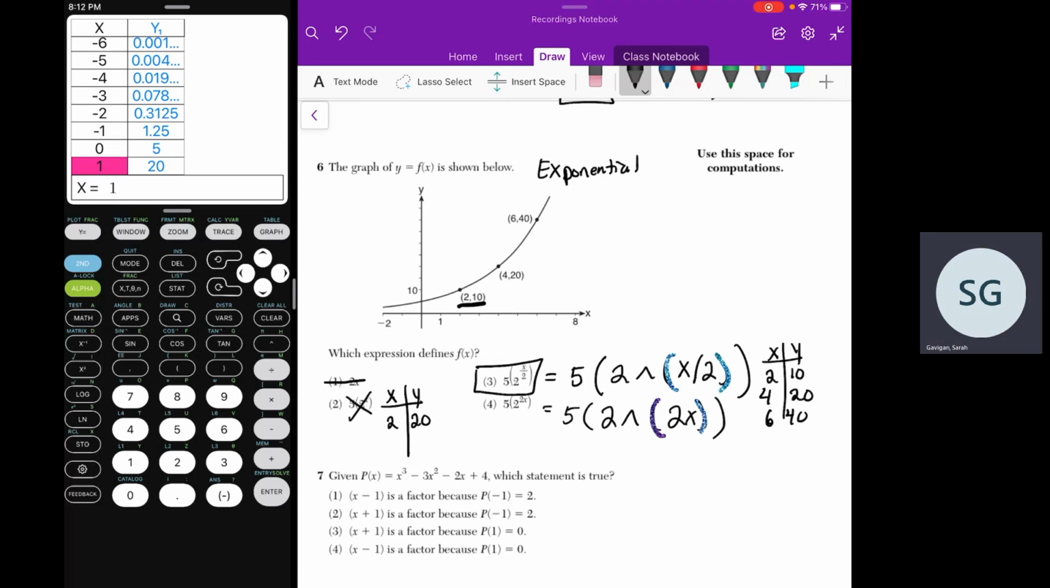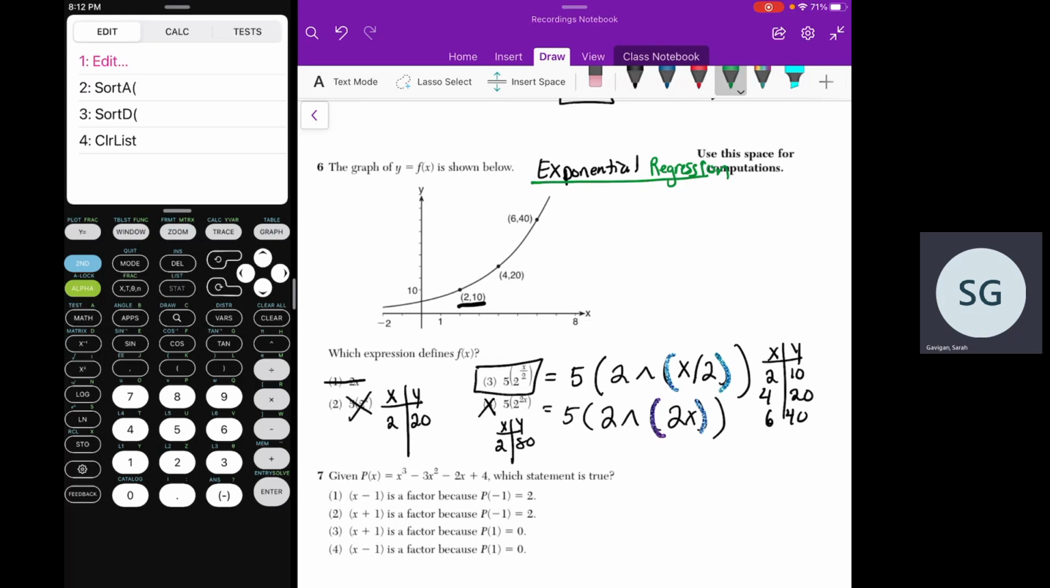Okay, so for choice 4, let me see, I have 120, I have 280. That's not even close, so it's not choice 4. Now there's an alternative way of doing this too. You can use the exponential regression function on your calculator in order to come up with the equation.